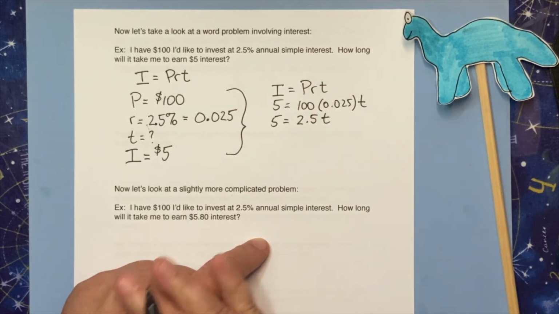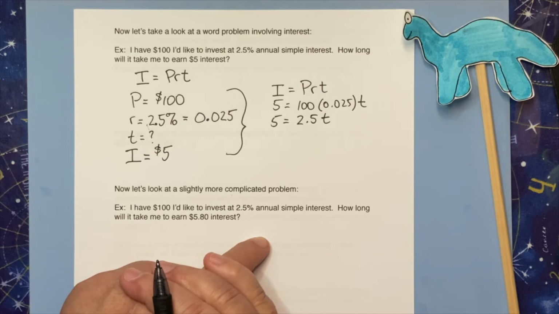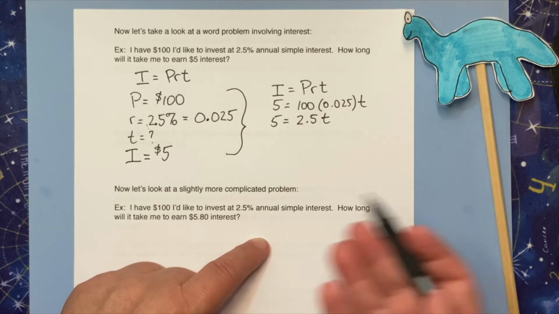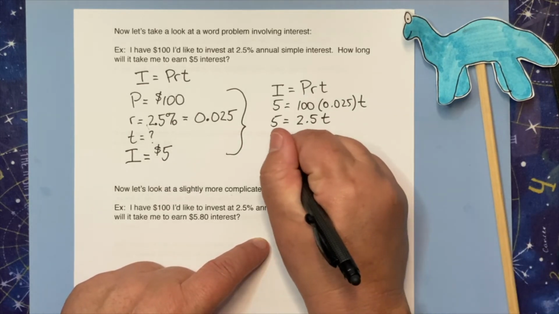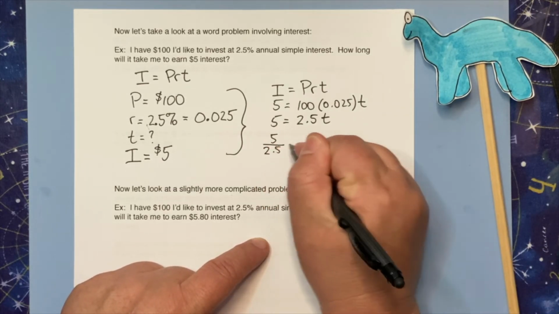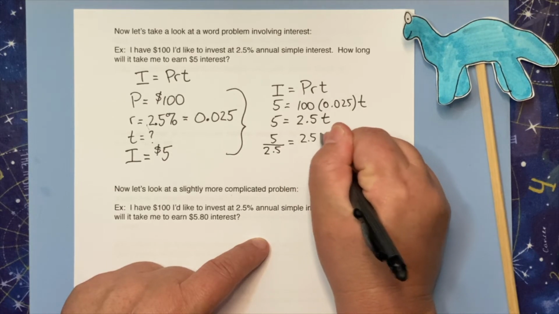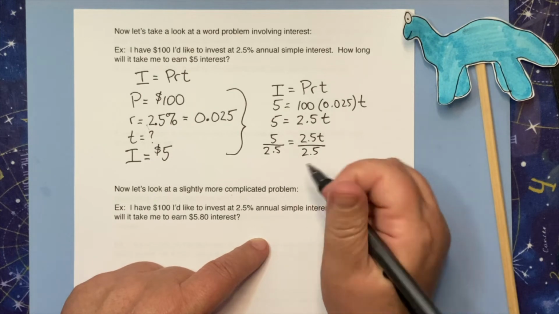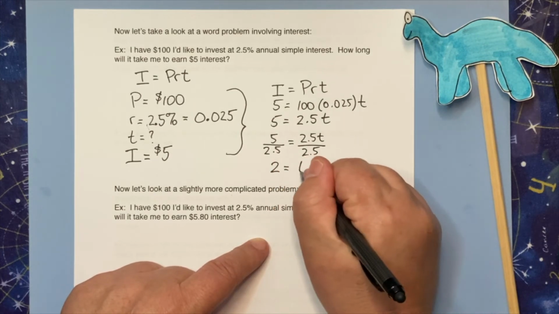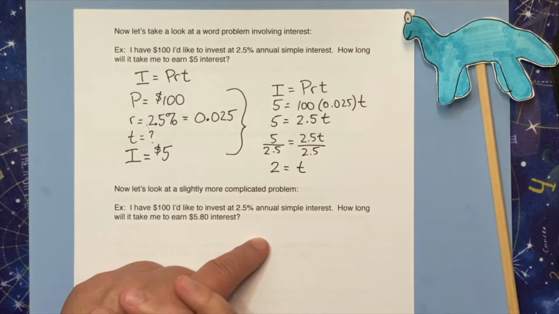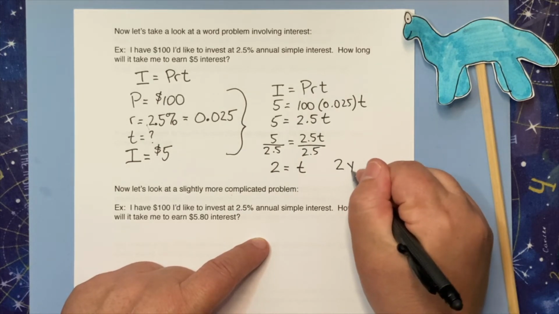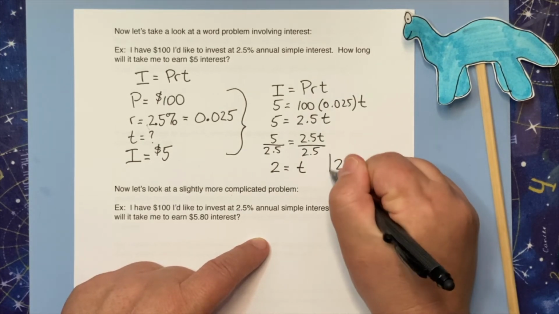So I have 2.5t. And then the next step, because I've got 2.5 next to t, these are multiplied. So to undo this, I'm going to divide both sides by 2.5. So 5 over 2.5 and 2.5t all over 2.5. 5 over 2.5 is 2. 2.5 cancels, and so I get t equals 2. So the answer is 2 years.